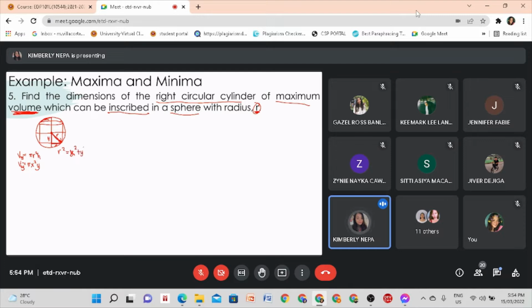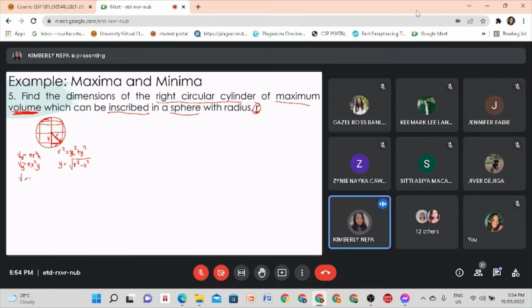x squared plus y squared, right? Yes. So we can isolate either y or x, but since x is already squared, let's just isolate y. Okay? So y is now square root of r squared minus x squared, correct? Yes, ma'am. Okay, so we can now substitute it in our formula.